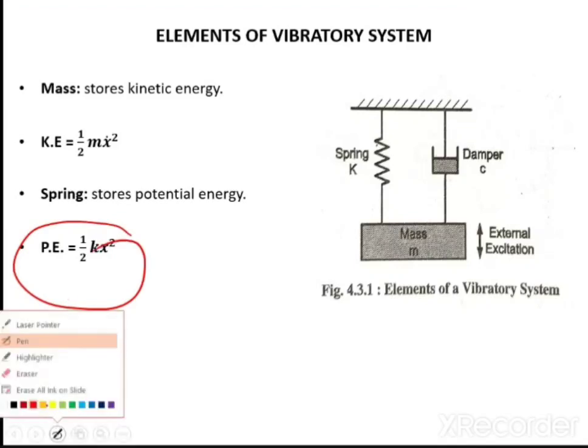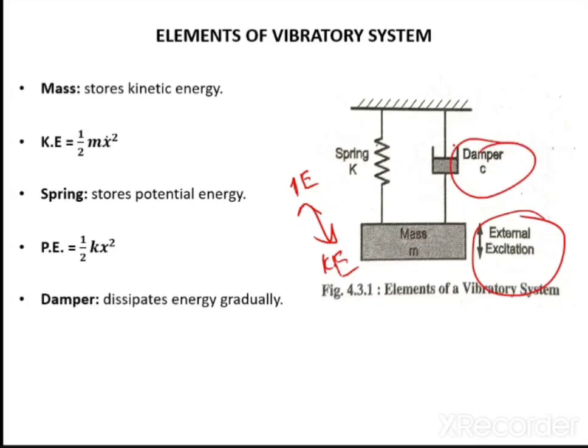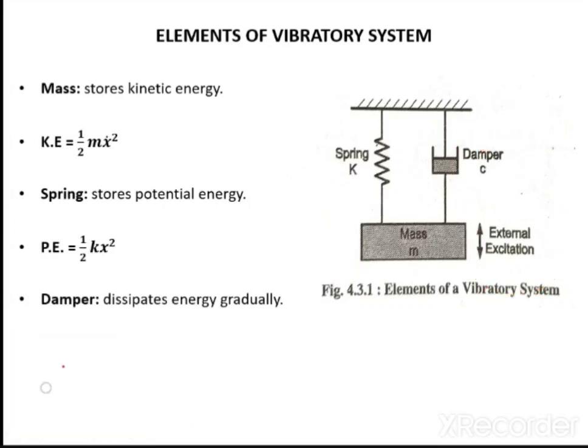Is it clear? Yes, sir. And the damper. What is a damper? The damper dissipates energy gradually. Mass will store KE, spring will store PE, and there will be conversion of energy from KE to PE. How does the energy enter the system? Because of the excitation. So the damper will remove the energy, stop the oscillation and vibration, and bring the system to a steady state or rest condition. The formula for the damper is given by the work done by the damper. I will not go into the derivation of all these formulas because we don't have so much time, and we have already studied this and it is not necessary.